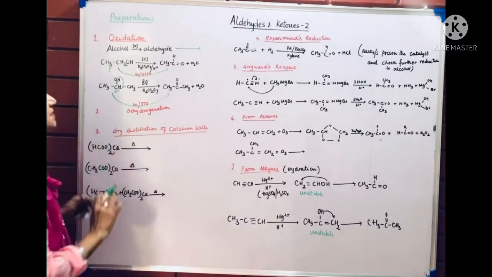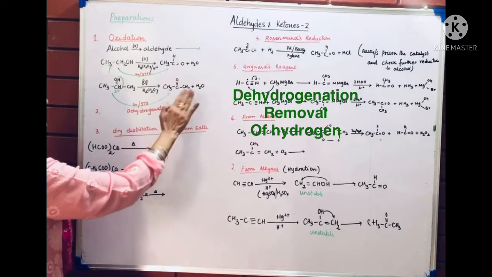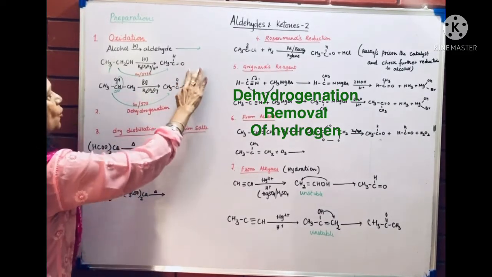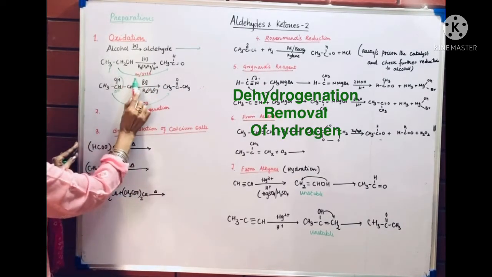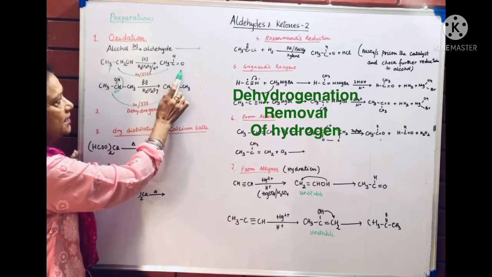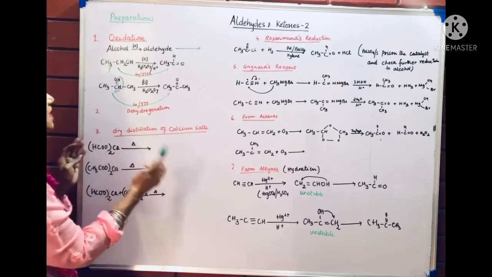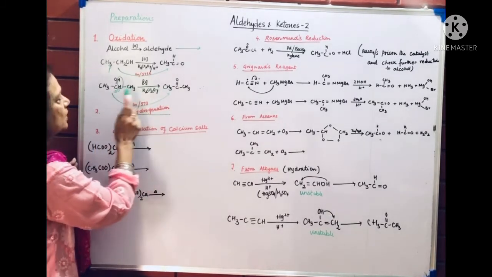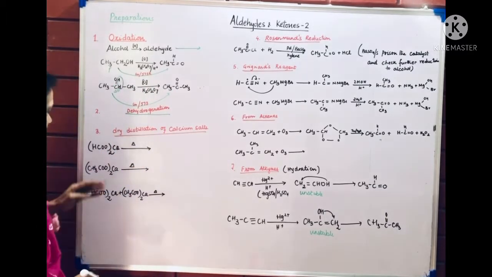The second one is dehydrogenation. Dehydrogenation is a similar thing, but water will not be formed because I am only removing hydrogen. Same thing with copper at 573, alcohols change into aldehyde. Removing hydrogen is also a type of oxidation, so dehydrogenation takes place. So these secondary alcohols change into ketones.